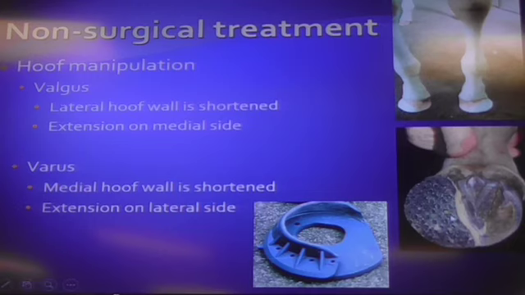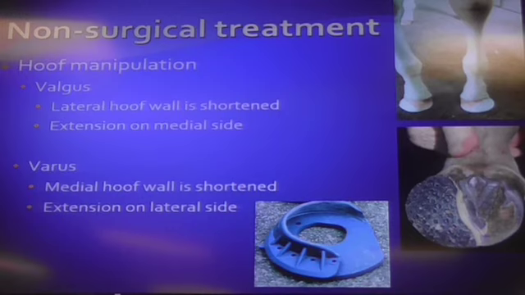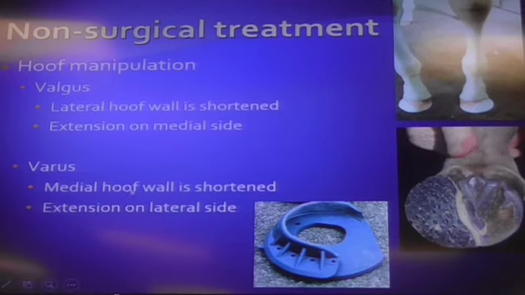Hoof manipulation. So there are little extensions you can put on a foal's foot and glue on, these little thingies here. So basically what you'll do is, with a valgus, you will shorten the lateral side. So these are varus, right? So we'll think about the opposite of this. So you'll shorten the lateral hoof wall, and I mean just run your file over it, run your rasp. It's not a whole lot of cutting, it's just a little bit of shortening. And then put your extension on the medial side.